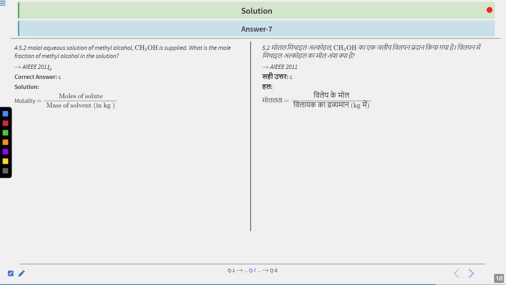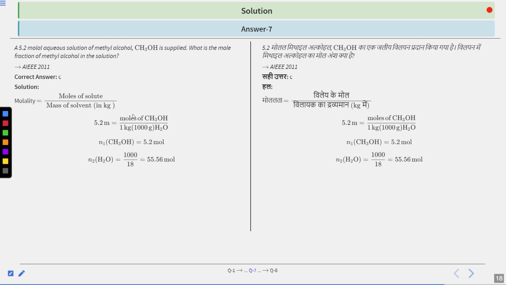Okay. Now, what is molality? It is moles of solute by mass of the solvent in kg. Clear? So using that you can put all of this, 5.2 into 1 kg. So that will give you moles of CH3OH as 5.2. Now from here you can calculate the moles of water also, because we know that in 1 kg you have 1000 gram, so 1000 by 18. So that will give you the moles as 55.56 mole.